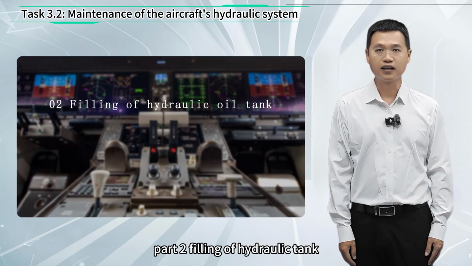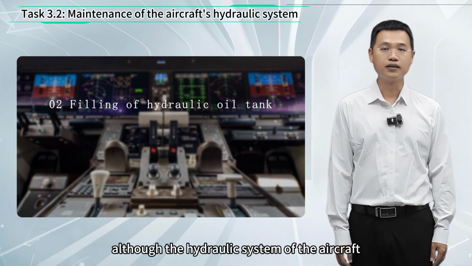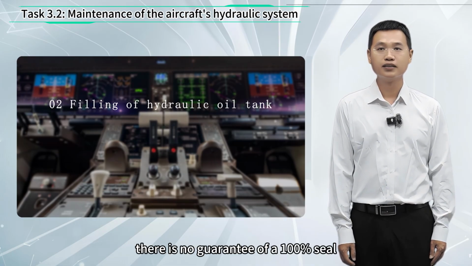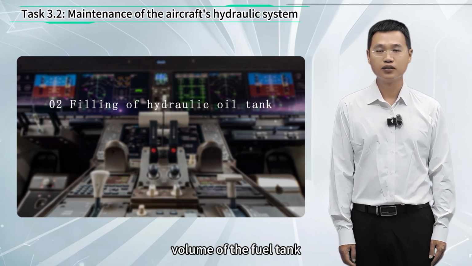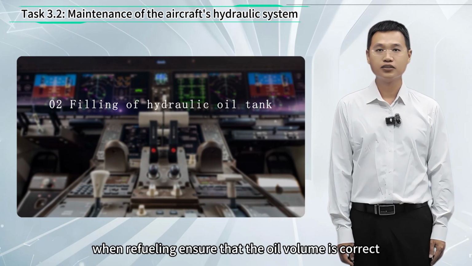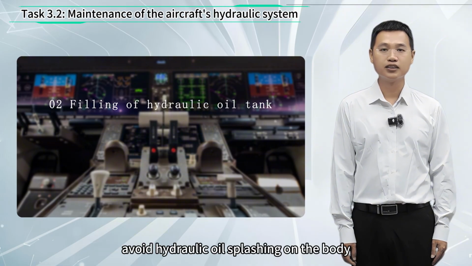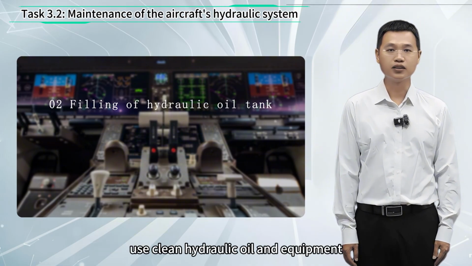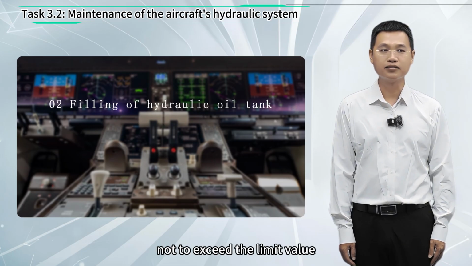Part 2. Filling of hydraulic tank. Although the hydraulic system of the aircraft is a closed system, there is no guarantee of a 100% seal. We need to regularly check the oil volume of the hydraulic tank and fill it when necessary. When refueling, ensure that the oil volume is correct. Avoid hydraulic oil splashing on the body. Use clean hydraulic oil and equipment and control the refueling pressure not to exceed the limit value.